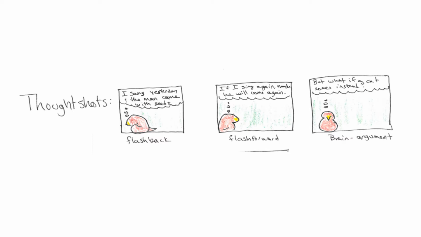So with thought shots, this is where we use a technique where we get into the heads of our characters. And you use thought shots by using flashbacks, flash forwards, and brain arguments. So here we have the bird thinking to itself, I sang yesterday and the man came with seeds. Then there's a flash forward. If I sing again, maybe he will come again. Brain argument. But what if a cat comes instead?